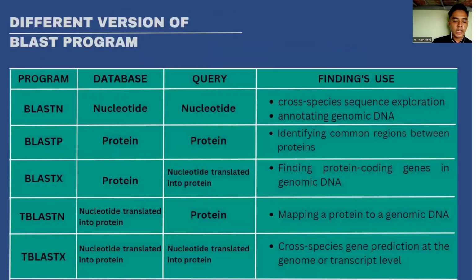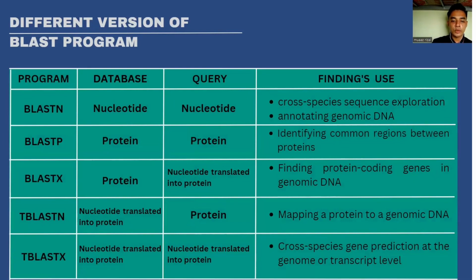As you can see here, there are 5 versions of the BLAST program, which are BLASTN, BLASTP, BLASTX, TBLASTN, and TBLASTX. The first one is BLASTN. The database is nucleotide and the query is nucleotide. The use of BLASTN is cross-species sequence exploration, and annotating genomic DNA.